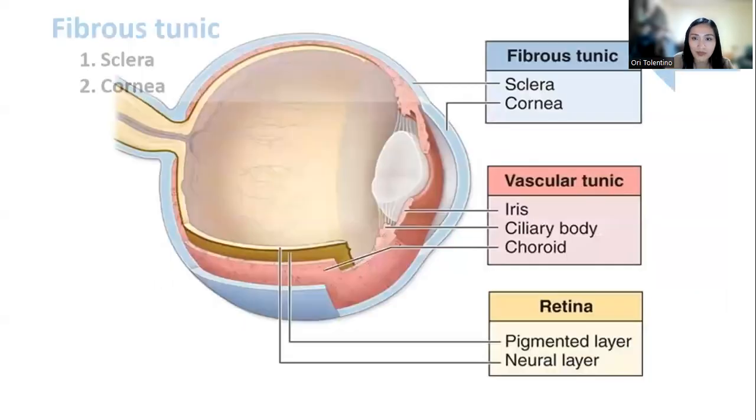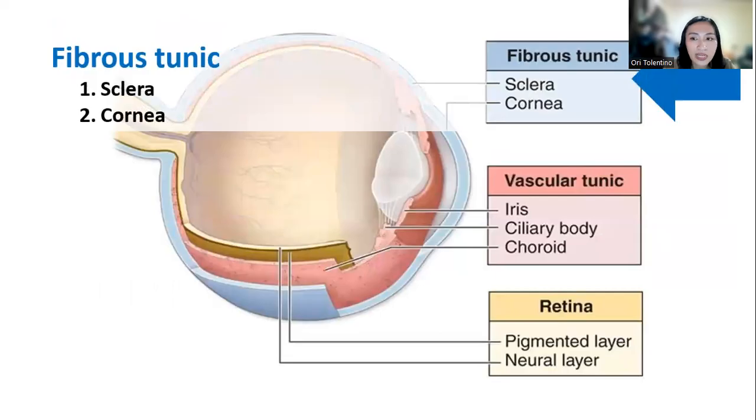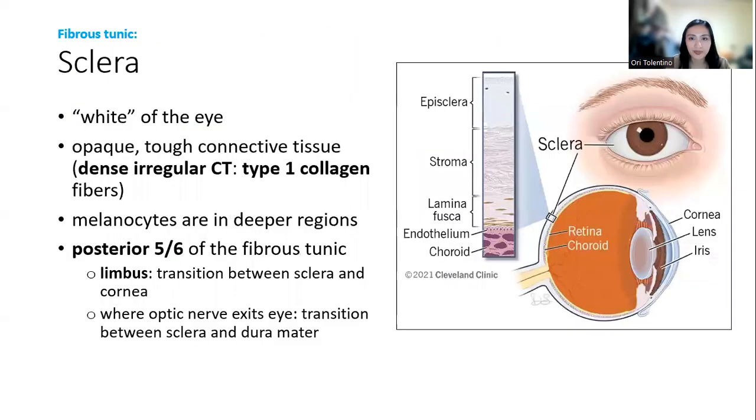Let's go through the three tunics or layers of the eye with their corresponding parts. First, we have the fibrous tunic, made up of the sclera posteriorly, you can see here, and the cornea anteriorly. The sclera is the white of the eye. It is made of an opaque, white, tough connective tissue. So the white of the eye is a tough connective tissue.